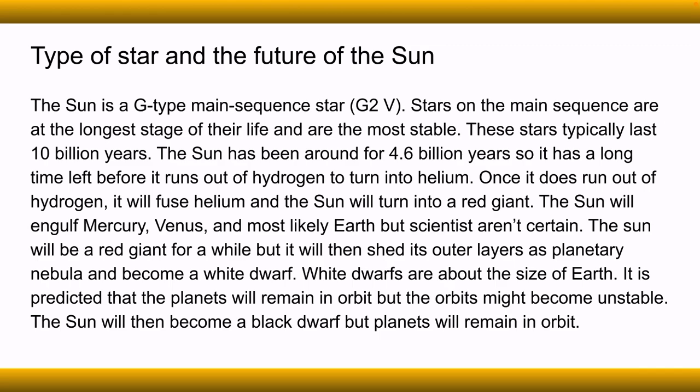White dwarfs are about the size of Earth. It is predicted that the planets will remain in orbit, but the orbits might become unstable. The sun will then become a black dwarf, but planets will remain in orbit, because the sun will still have gravity, it will just lose its light. It'll be completely dark. So, gravity's still there, but not the light.